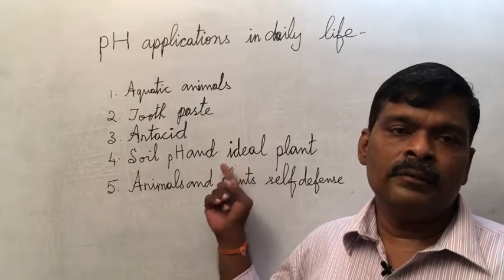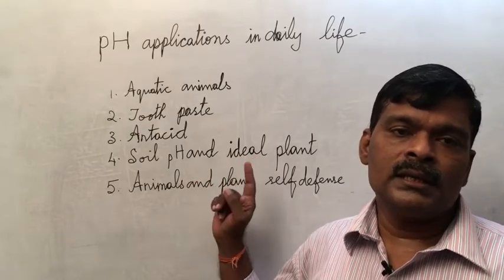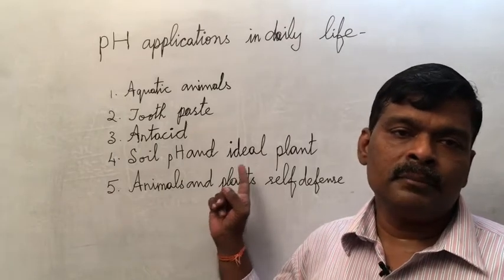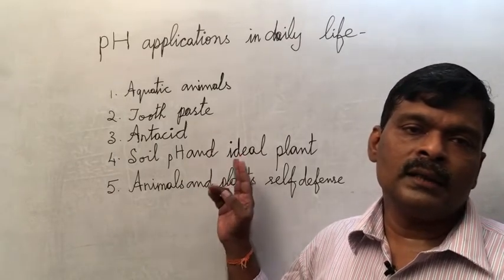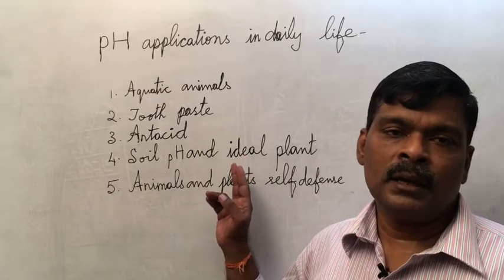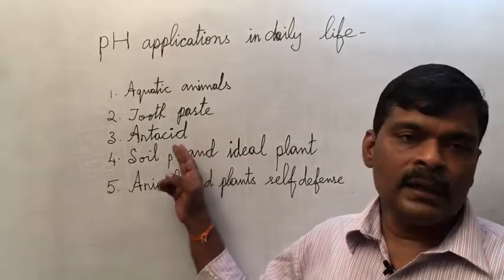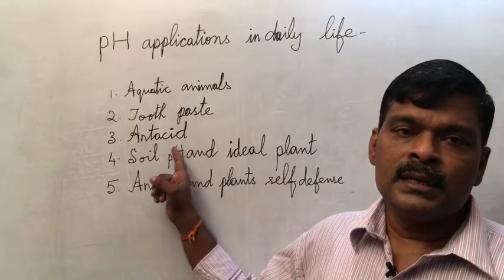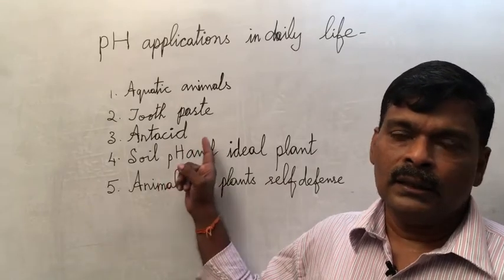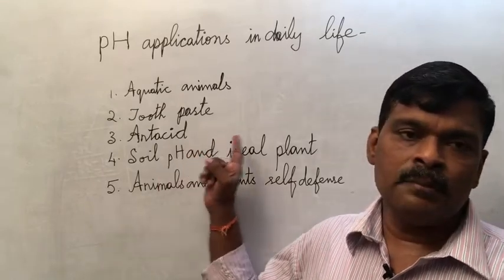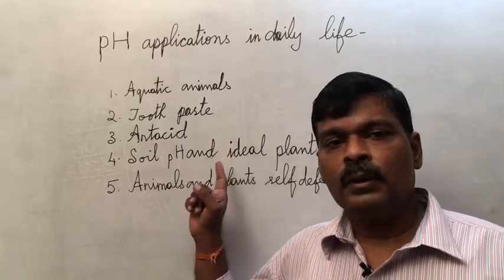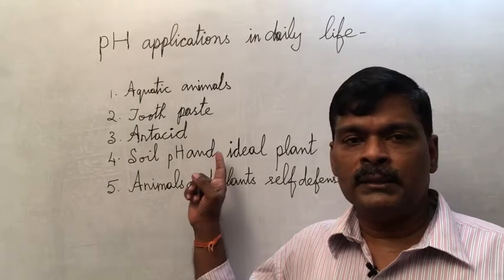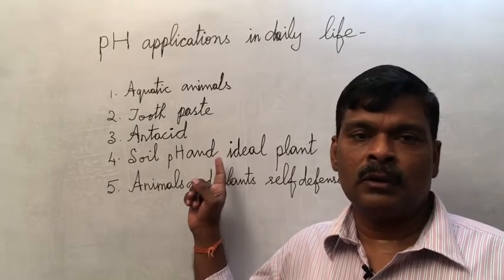When that acid increases during digestion time, it increases more and more, causing acidity in our stomach and giving pain. To avoid that, mild antacid tablets are taken. An antacid is nothing but a mild base, and it neutralizes the acidity created by the hydrochloric acid secreted by our stomach wall.